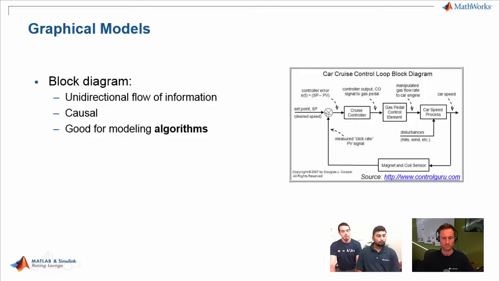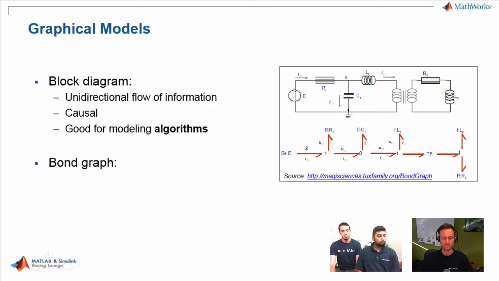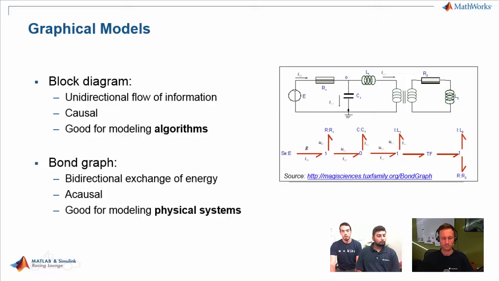Now, there's another type of graphical model that I want to talk about, and that is the bond graph. You can see it here. It's one where the components are connected bidirectionally. So by connecting two components together, there's an exchange of energy that could happen in either direction, whether forwards or backwards. This is known as an acausal model, so a model that is not causal. And this is a better representation for modeling things like physical systems, as you see in this diagram, for example, an electrical circuit, or to tie it back to our example, to model a vehicle or a suspension system within that vehicle.